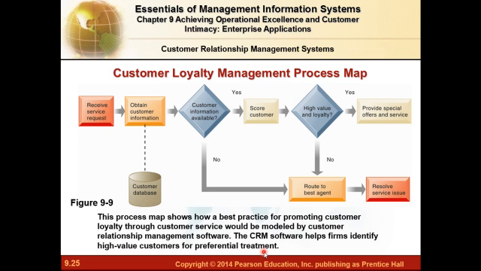It's better to maintain the current customer. For example here: receive service request, obtain customer information, go to the customer database. Customer information available? If yes, call customer. High value and loyalty? If yes, provide special offers and service. If no, route to best agent, resolve service issue. If the customer information is not available, then route to best agent, resolve service issue. As you can see here, you maintain the loyal customer and provide them with special offers and service.